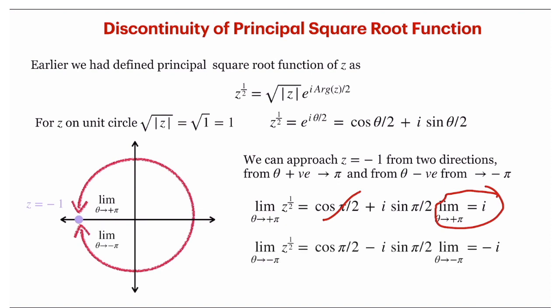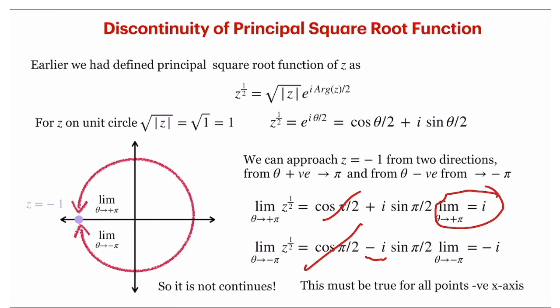So let's come from the negative direction. This again becomes 0. We have a negative sign here because we are coming from the negative side, with the angle coming from minus pi. So we get the value of minus i. The function z to the power half is discontinuous at the value minus 1.